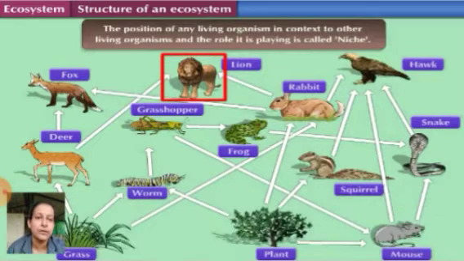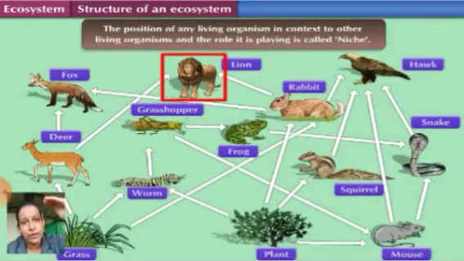Now let me explain to you the meaning of niche. For example, here a lion is highlighted. The position of the lion is at the highest level of the food chain.